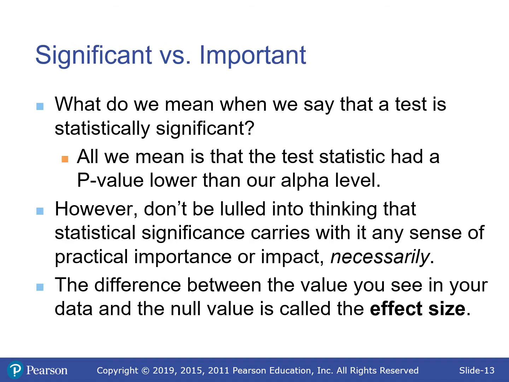And then what do we mean when we say that a test is statistically significant? That the p-value was below the alpha level. That's what it means. It means that the data was far enough away from the null hypothesis that there's a small amount of chance that it was due to chance alone, and so it was probably due to something else. So that's statistically significant.